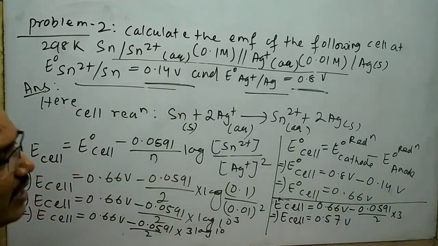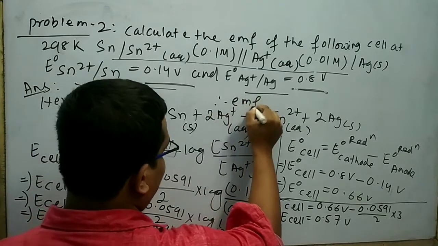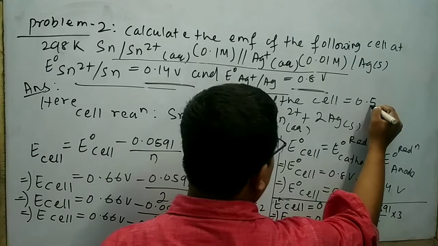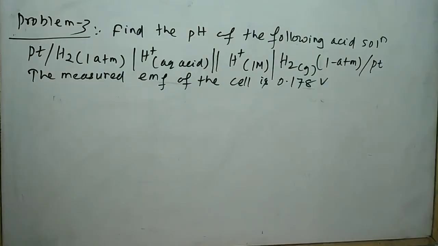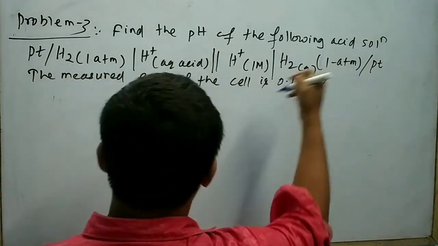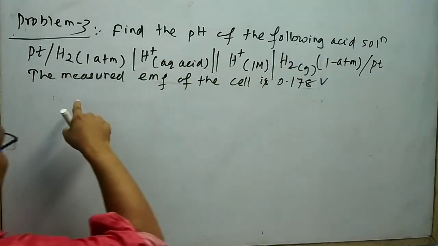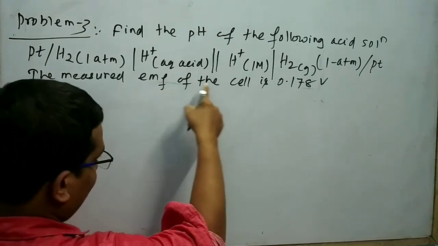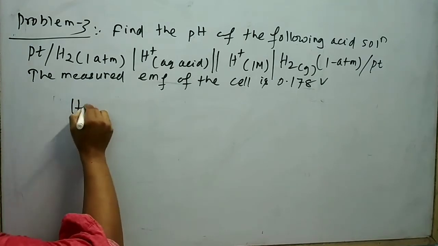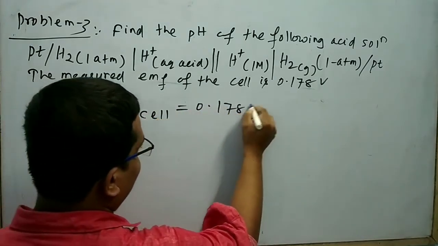Our aim is to find out the EMF of the cell, so we can write EMF of the cell equal to 0.57 volt. Now I will solve problem number 3. Find the pH of the following acid solution. This is the cell representation of a cell. The measured EMF of the cell is 0.178 volt. Here E cell equal to 0.178 volt.